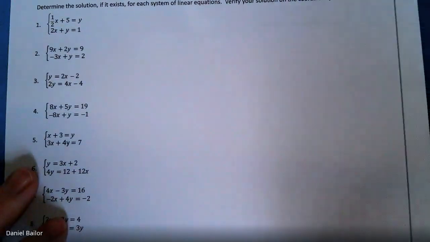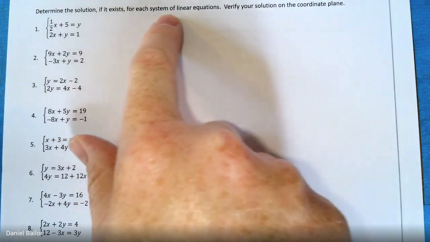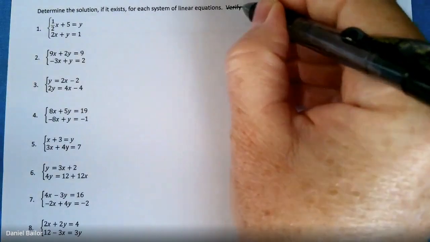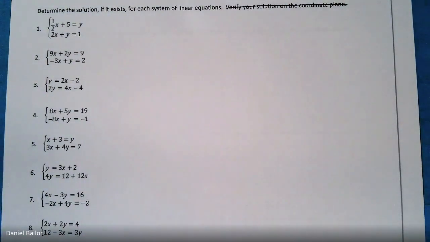Now, the problem set is going to say, determine the solution if it exists for each system of linear equations. Now, it does say verify your solution on the coordinate plane. You do not need to do that. You're fine. Just find the solutions. Now, for some of these, the solution will not exist because some of them are lines for parallel lines or the same line. So just like in lesson 27, the first thing you need to do is you need to decide, is there a solution? Is there one solution? Is there infinite solutions? Or is there no solution?